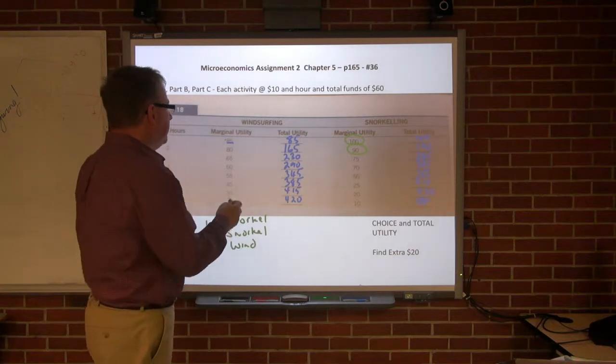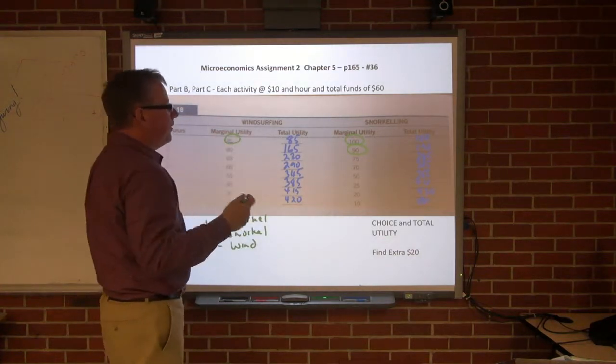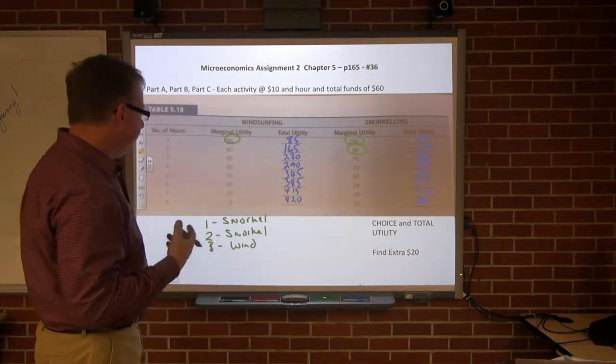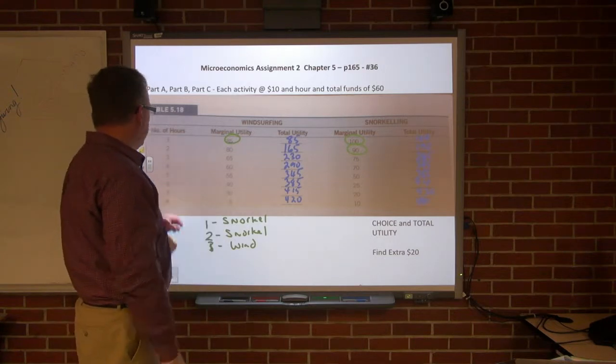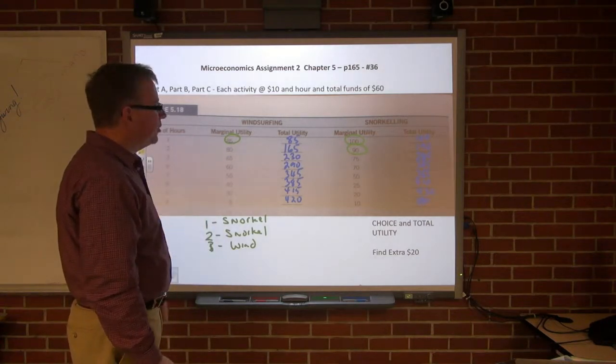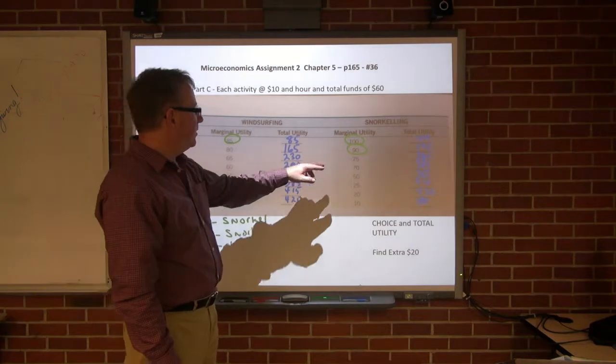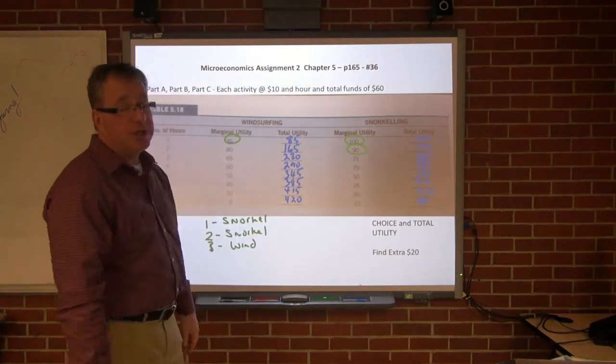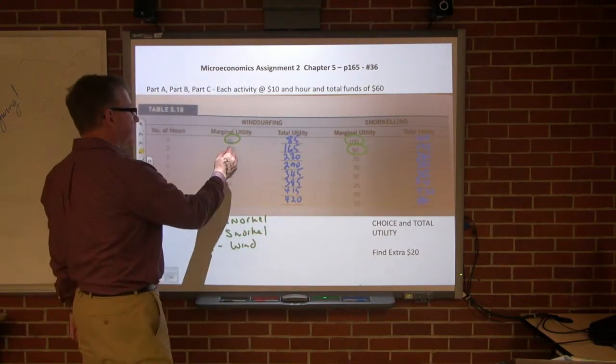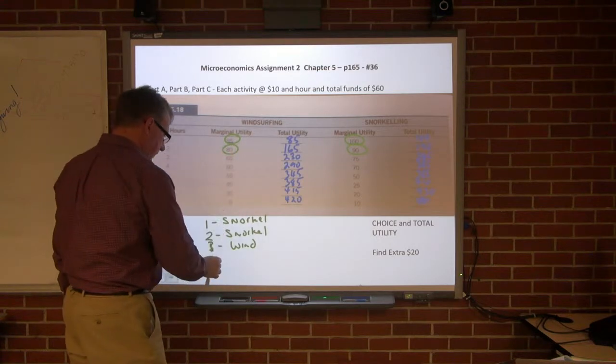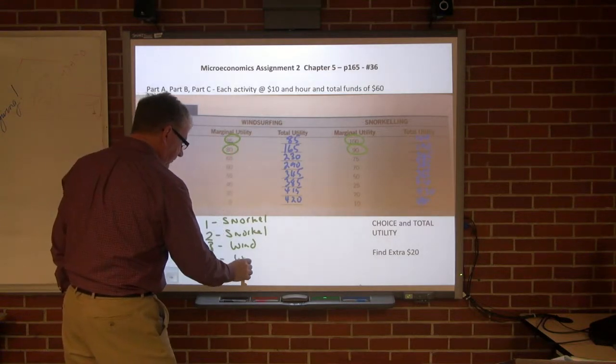So that's our windsurfing. Now we go back again, we've got $30 left, and we say, what are we going to do? Well, our second hour of windsurfing has a marginal utility of 80, and our third hour of snorkeling has a marginal utility of 75. We're going to pick the higher one, so we're going to go windsurfing. So the fourth hour, we're going to go windsurfing.